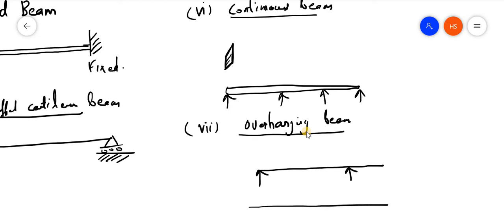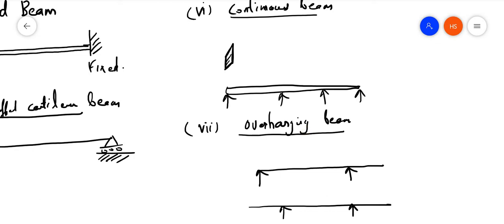Similarly, another beam. You can understand from this: here there is no support, and here also there is no support. This is a single overhanging beam. This is a double overhanging beam. So these are the types of beams.